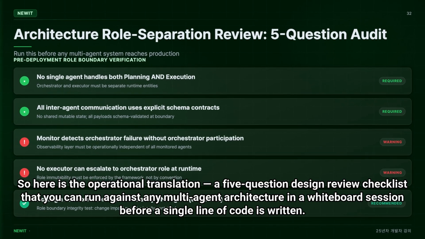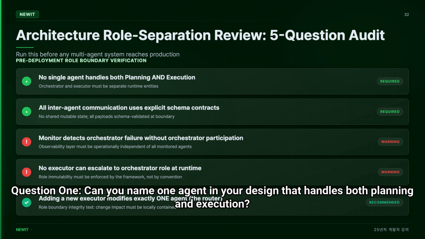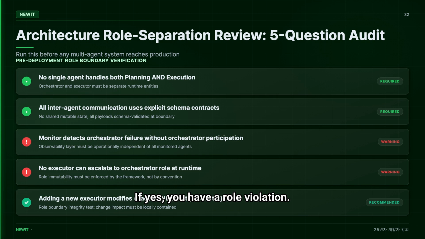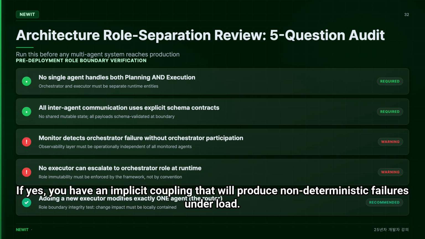So here is the operational translation, a 5-question design review checklist that you can run against any multi-agent architecture in a whiteboard session before a single line of code is written. Question 1. Can you name one agent in your design that handles both planning and execution? If yes, you have a role violation. Stop. Decompose it now, not after deployment. Question 2. Does any agent read or write shared mutable state without going through a defined interface schema? If yes, you have an implicit coupling that will produce non-deterministic failures under load.